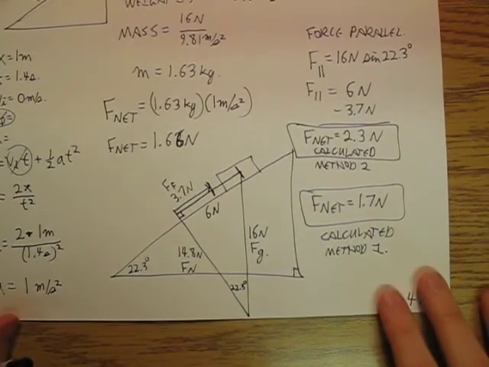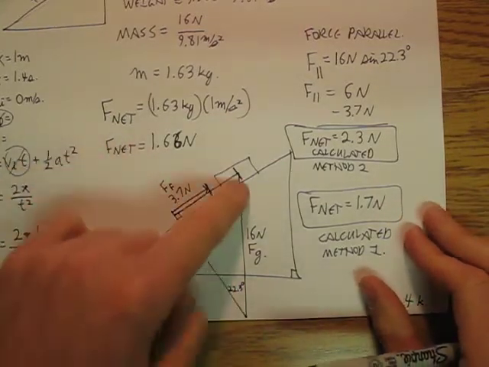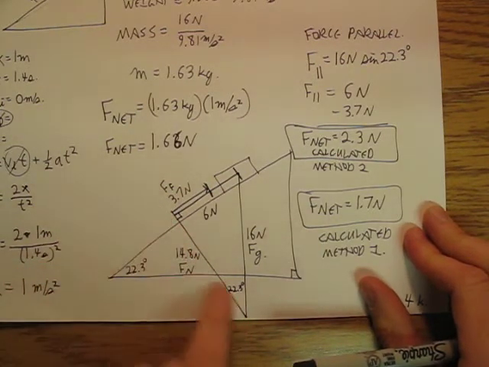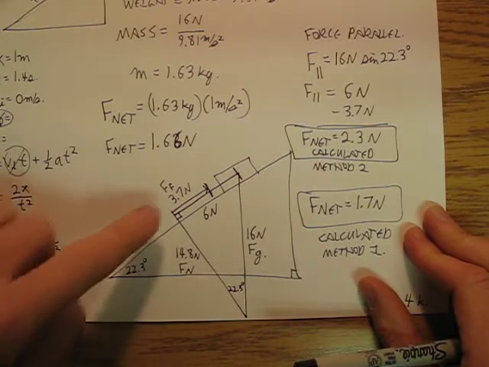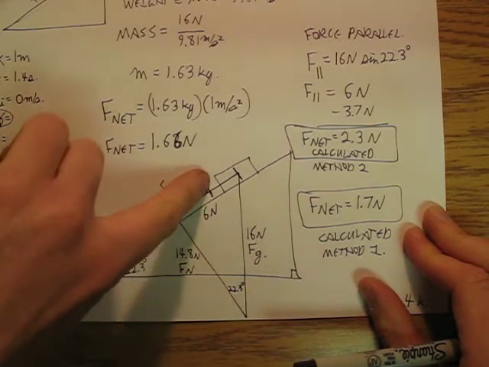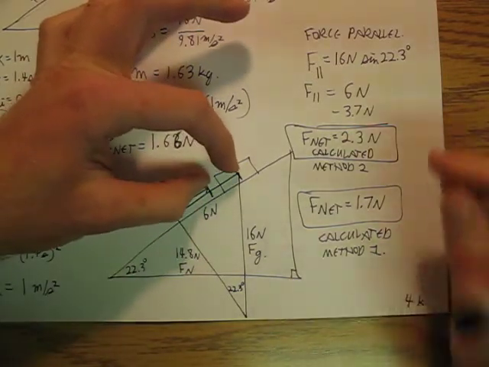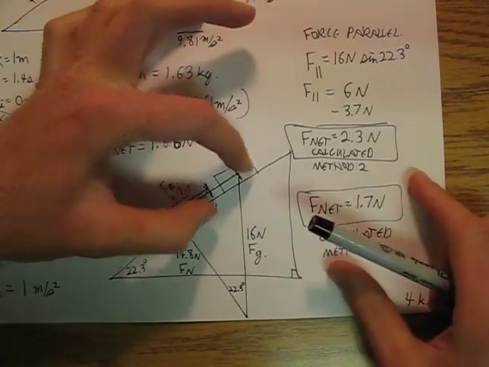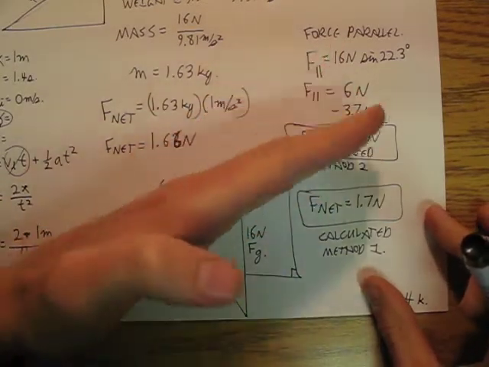What we have here is we said that force gravity pulled down at 16 newtons, force normal pushed up perpendicular to the surface at 14.8 newtons, force friction pointed up the incline parallel at 3.7 newtons, and that left a gap of around, if you average those out, 2 newtons, and those 2 newtons caused the brick to slide down the incline. So the question is, what happens if I lowered this incline down?